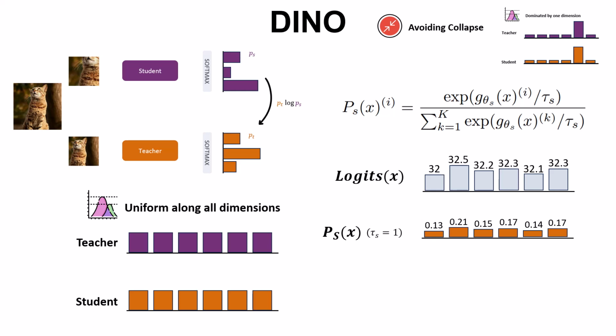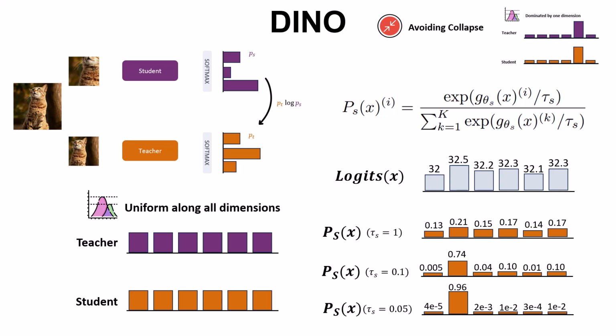But if I change the temperature term to a value like 0.1, then even though the second logit was only slightly larger, now we can see that it is getting a very, very high probability score compared to the rest. And if I change the temperature to 0.05, then the second term would get a probability score of 0.96, while the others are almost zero. So by using this temperature term, I can sharpen my probability scores. I can add this term to both student and teacher and make them sharper.